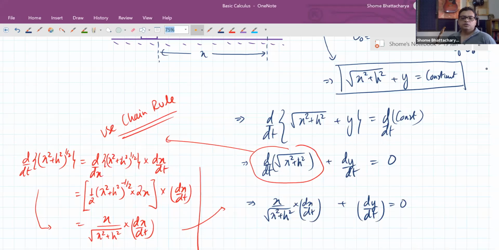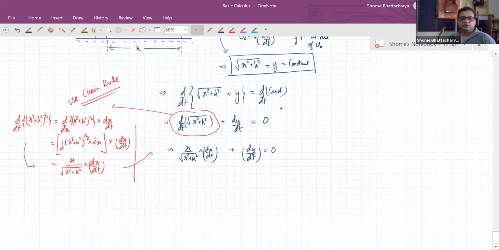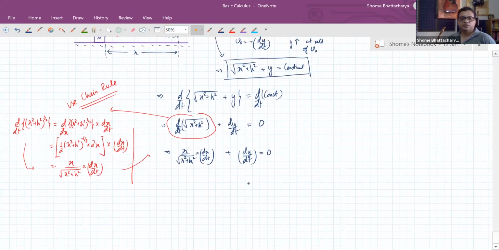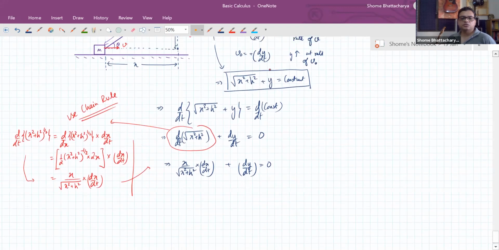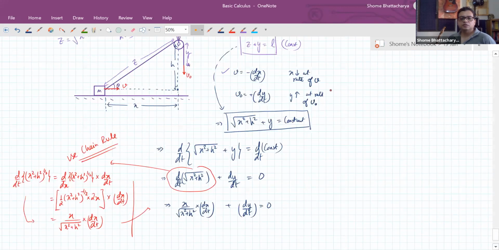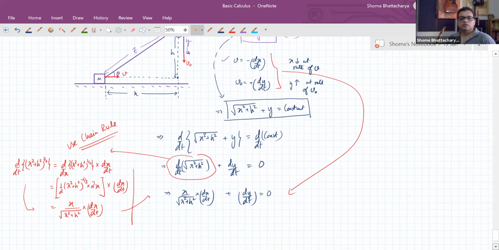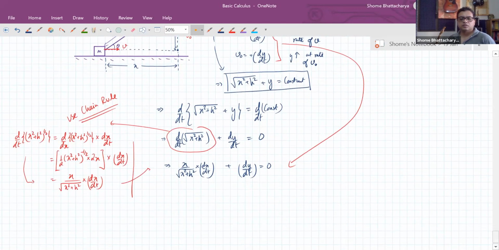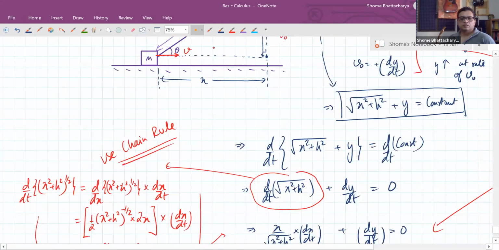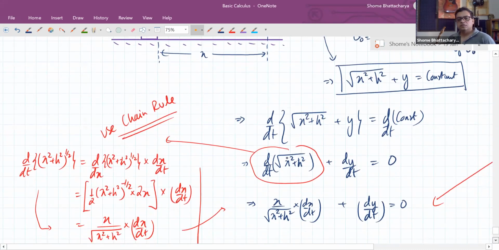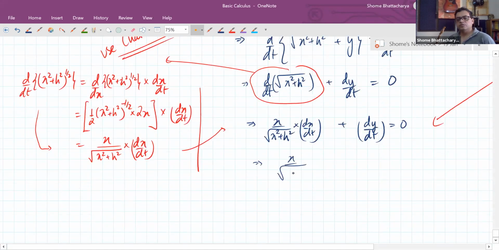Okay. Now we will understand once again that the rate of change dx by dt is minus v and the rate of change dy by dt is plus v naught. So we will plug in these two values here, and that will give us the relationship that x upon square root of x square plus h square into minus v plus v naught is equal to 0.